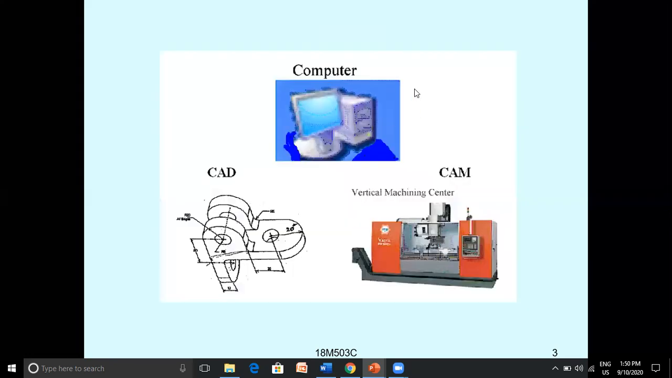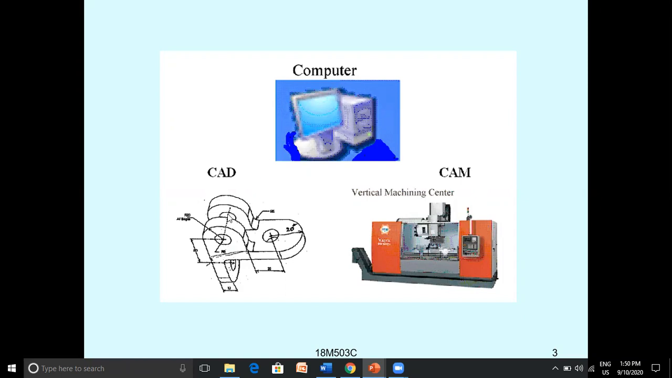First, if you observe this diagram, we have a computer and a 3D CAD model, and here we have a manufacturing system, where it may be a CNC lathe or CNC milling machine. So you have a manufacturing unit here and a 3D model here. What it indicates is that by using a computer we can design this type of components, and by using computers we can manufacture.